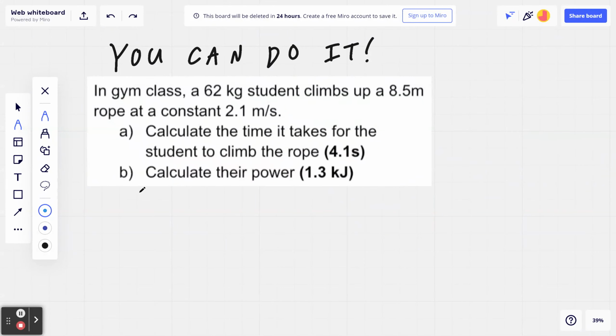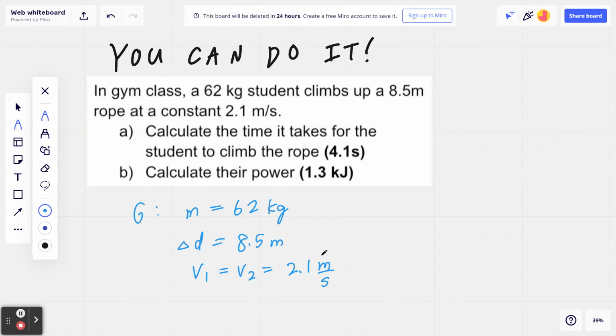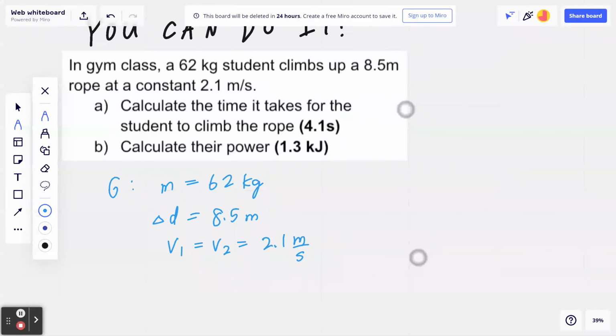So if we start with the given, we have the mass of the student, which is 62 kilograms. We also know that the displacement here is going to be 8.5 meters. Now, because the velocity is constant, this implies that V1 and V2 are both equal to 2.1 meters per second. Now, why is that useful?